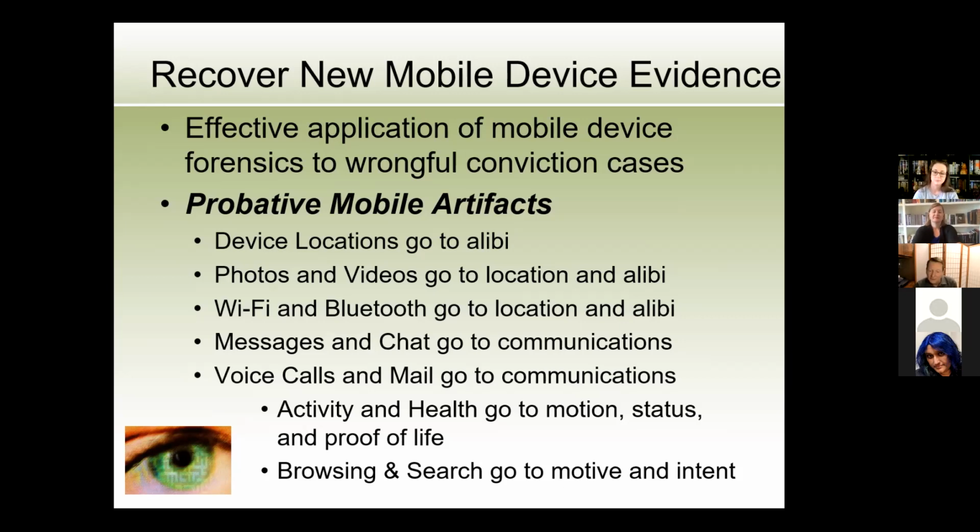Wi-Fi and Bluetooth also can go to location and alibi. Oftentimes with Wi-Fi and Bluetooth we can determine the location from those and then get the date and timestamp from those, and we have an alibi. Communications, of course, messages and chat, voicemails and mail, those are all communication. Activity and health, go to motion, go to status, proof of life.